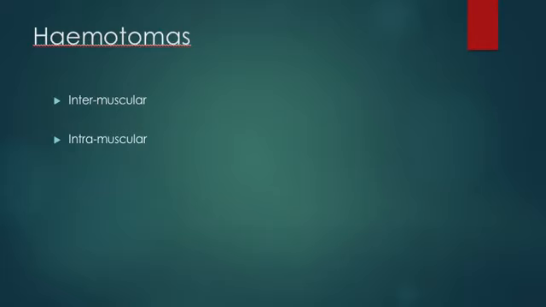So we're now going to look at hematomas, and there are two types. The first type is an intermuscular hematoma, and this is when the bleeding occurs within the compartment of a muscle. It doesn't escape to the surrounding tissue. So, for example, this could be caused by perhaps a kick in the shin, where you get a little bruise, but it doesn't spread out to surrounding tissues.